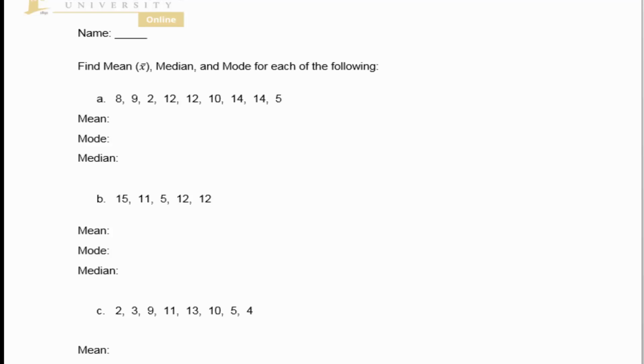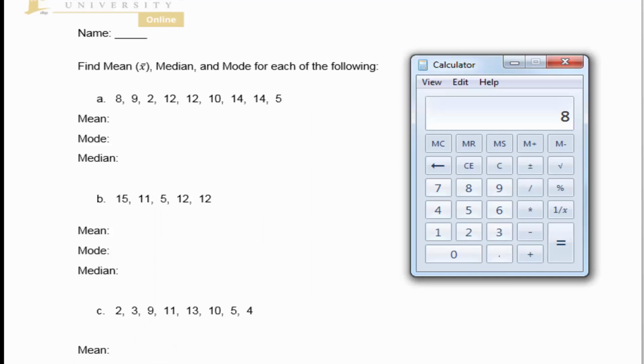It's summing up all of our x's or data points and dividing by n, the total number of data points that we have. So, looking at our data set for A, we're going to add up all of those numbers. So we have 8 plus 9 plus 2 plus 12 plus 12 plus 10 plus 14 plus 14 plus 5, giving us an 86. 86 is the sum of our x's, or the sum of all of our data points.